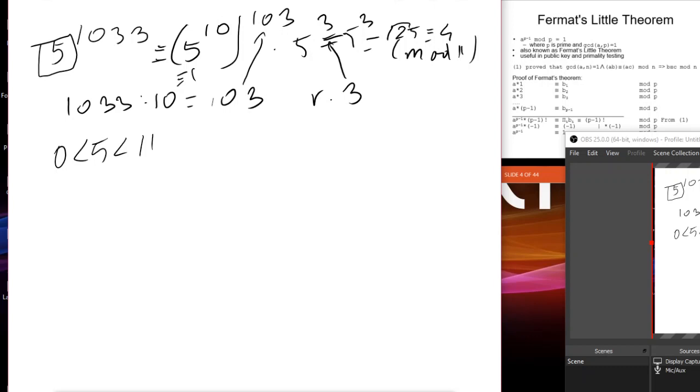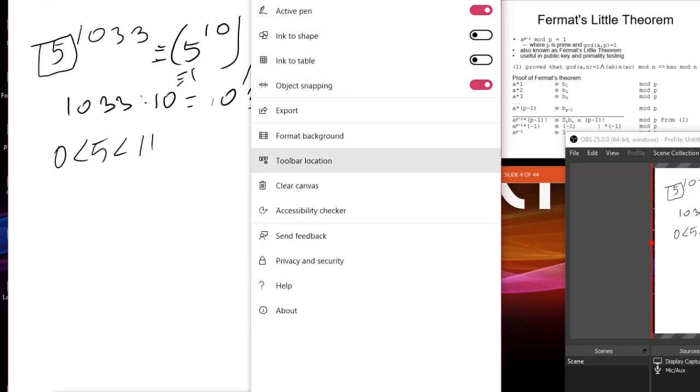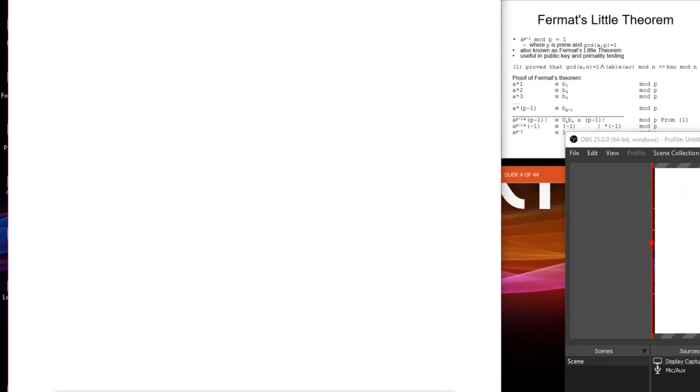What would happen with numbers that are multiples of the prime number p, of 11 in this case? Well, Fermat's Theorem has a generalization. So if until now we have seen that Fermat's Theorem was written as a to the power p minus 1 congruent with 1 mod p.